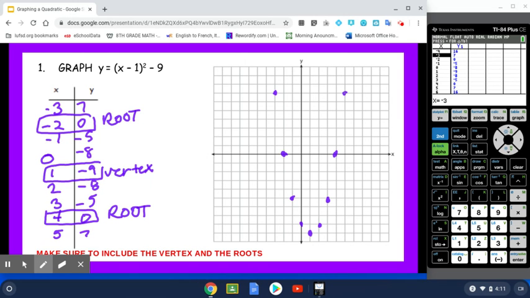Okay? Now your last step is, just remember, you got to connect it, extend through the last points. It's not a V, it's a U, so it should have some curvature to it. This is really bad, I'm sorry. Have the arrows at the end and label your equation. Label your graph. y equals (x minus 1) squared minus 9. Okay? So that's how we're going to be graphing.